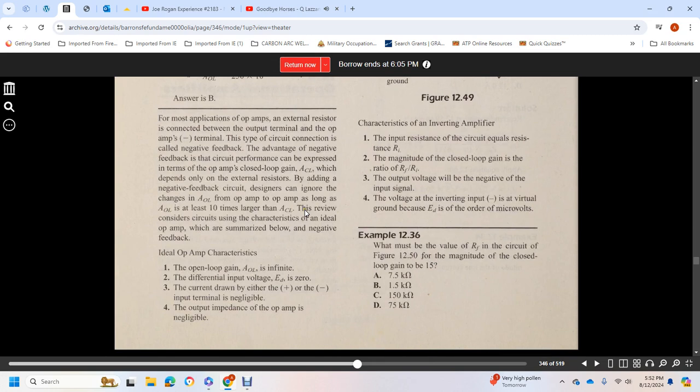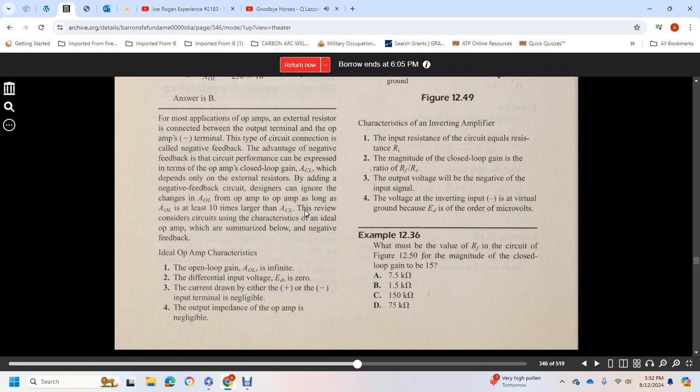For most applications, operational amplifiers have external resistors connected between the output terminal and the negative input terminal. This type of circuit is a negative feedback connection. With the advantage of negative feedback, the performance is expressed in terms of the closed loop gain, which depends only on the external circuit added in the negative feedback circuit. Designers can ignore the change of the open loop gain from op-amp to op-amp as long as the open loop gain is at least 10 times larger than the closed loop gain.